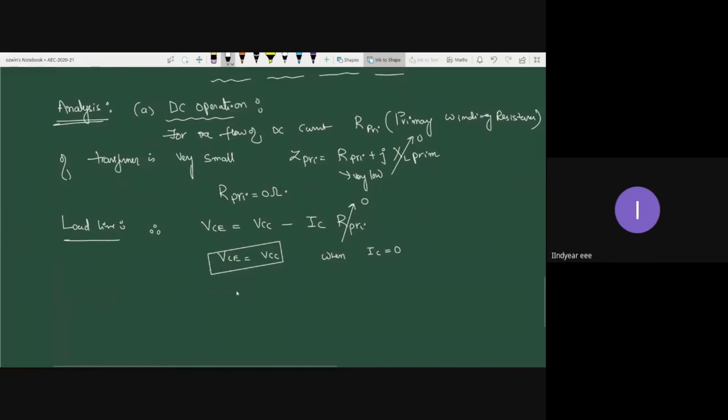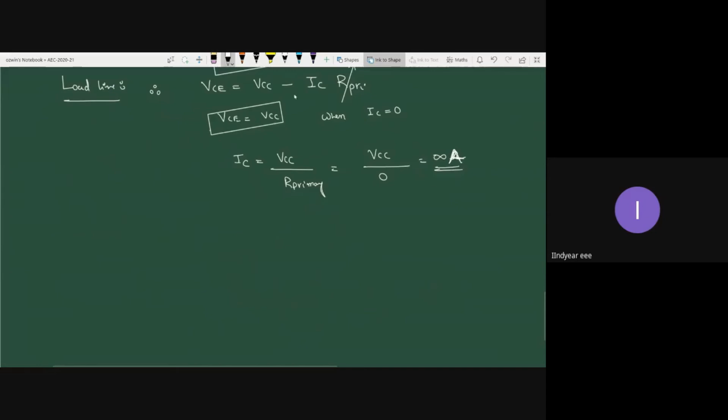However, IC is equal to VCC divided by R primary. So R primary, what are we going to take? The ideal value as 0 ohm. So anything divided by 0 is infinite amperes. So basically, current through the transformer, in case of ideal winding, for the flow of DC current, is going to be very, very large. So ideally it is infinite.